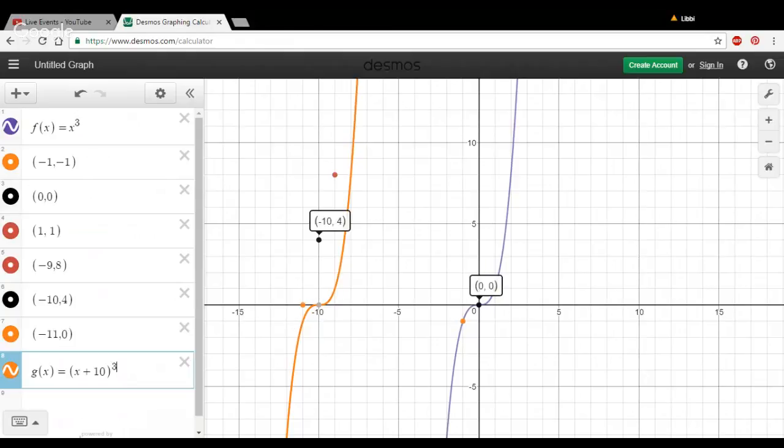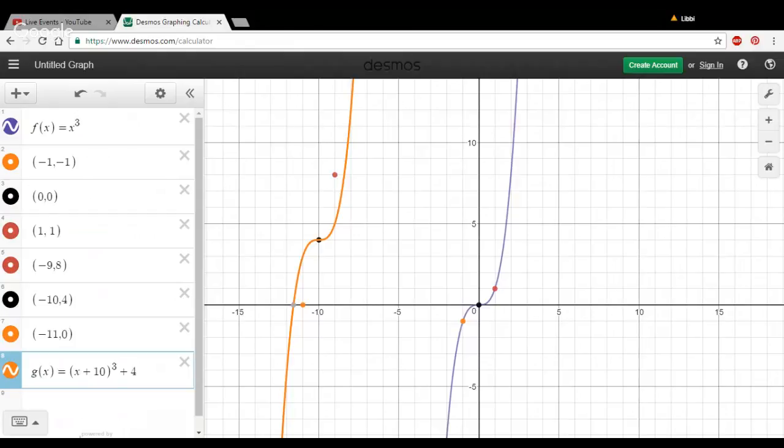And now we need to move it up 4 units. So we'll add 4 at the end. Now you see that this orange line is getting closer to our new function, but it's not quite there because we still have these 2 points that aren't lying directly on the line. So at this point, our function is g of x equals the quantity x plus 10 to the third power plus 4.